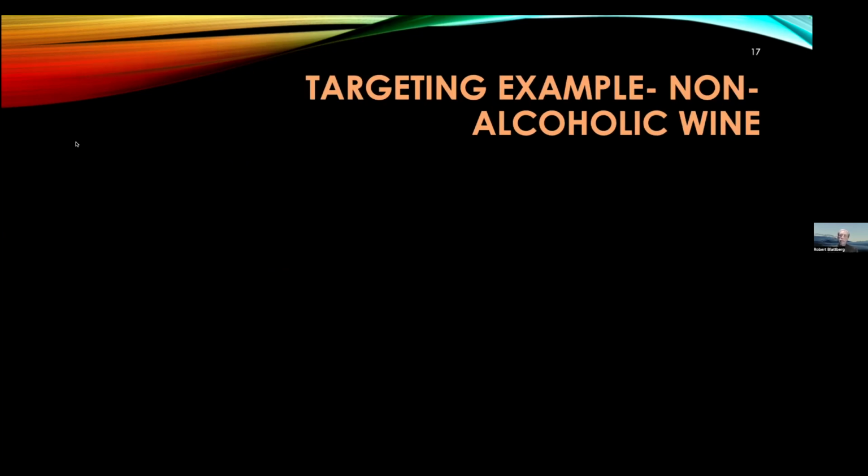Another example of targeting that I'm going to let you think about is, suppose you're introducing a non-alcoholic wine. I know somebody that develops, sells and markets non-alcoholic wine. When she mentioned it to me, I thought, well, that's interesting. How much demand is there for non-alcoholic wine? Turns out it's fairly significant. But how can we segment? What kind of segmentation can we use?